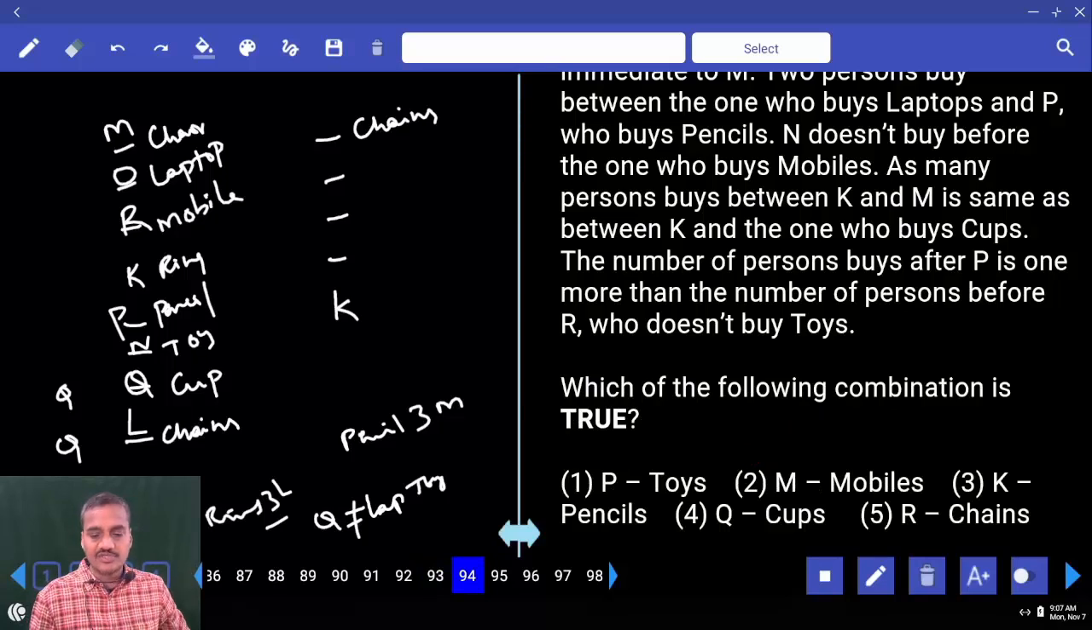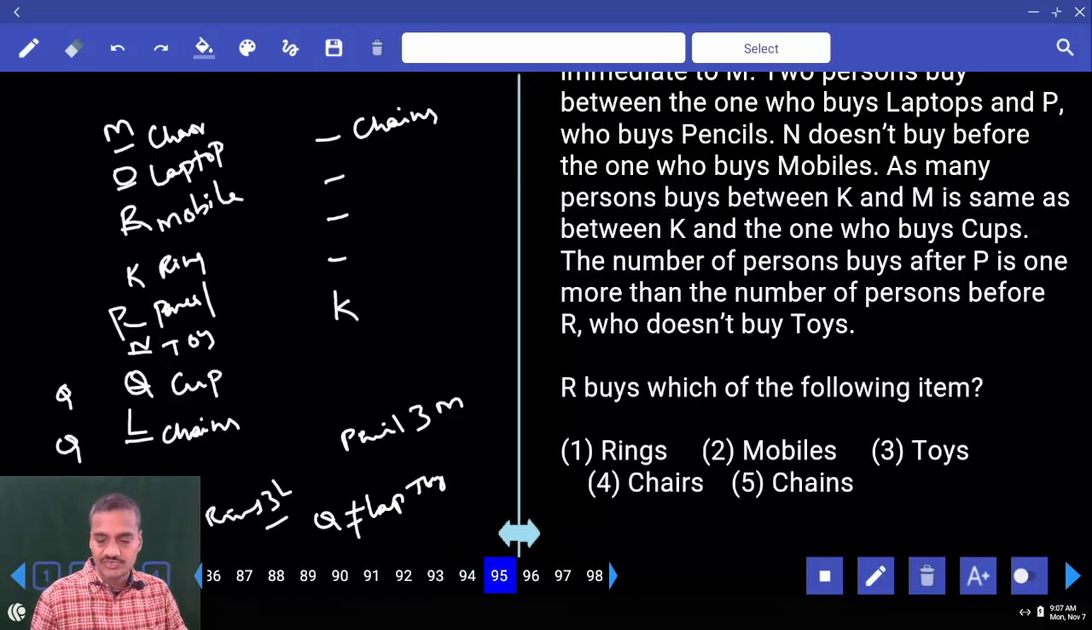Question 94, which of the following combinations is true? P toys, that is false. M mobiles, that is false. K pencils, that is false. And Q cups, that is definitely choice 4. And R buys which of the following items? R buys mobile, that is given in choice 2.